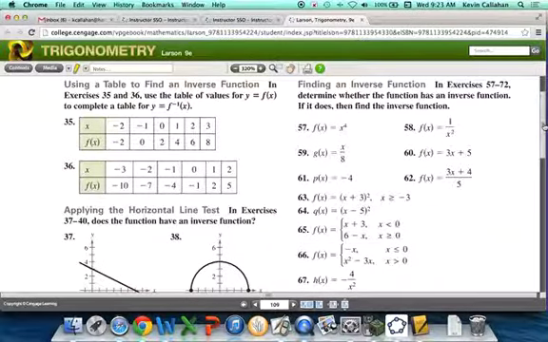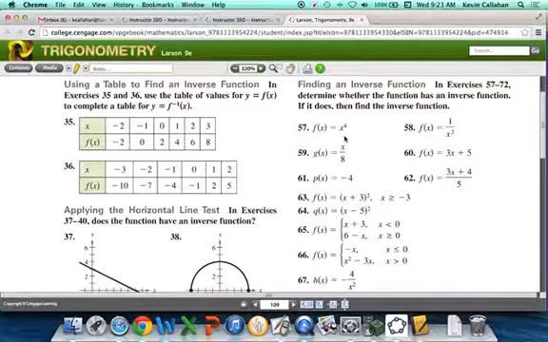It says, determine whether the function has an inverse, and then if it does, find the inverse. So first, put it in the calculator and see whether it passes the horizontal line test. It says 57 to 64, that's 7 problems, but about half of them aren't going to have inverses. You're not going to end up doing anything. You just have to recognize which ones they are.